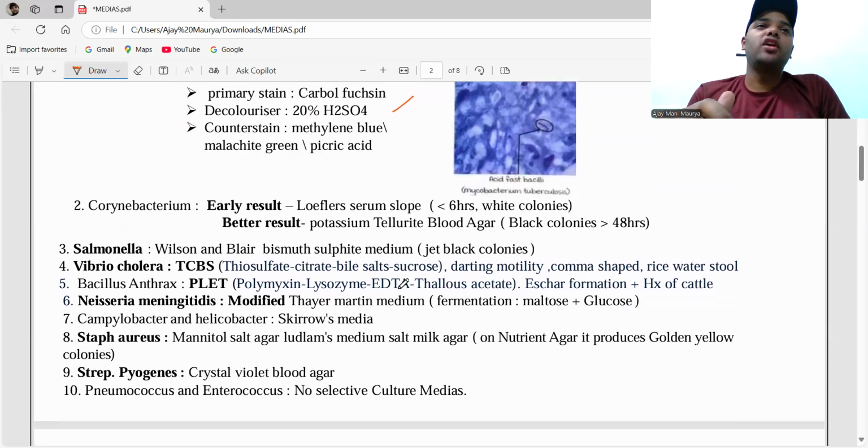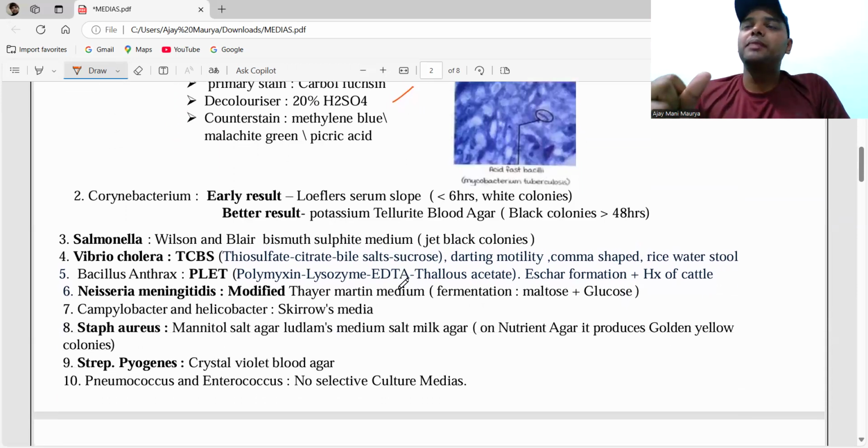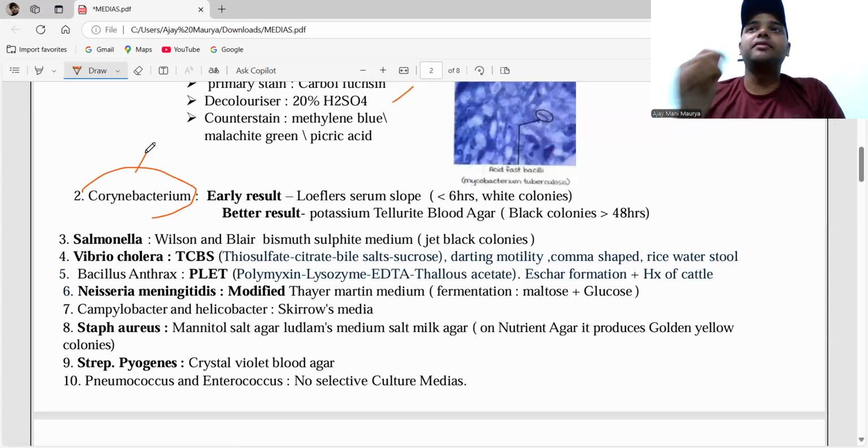So next one is, guys, Corynebacterium diphtheriae. There is a pseudomembrane formation here. You can see here there is a bull's neck, and in Corynebacterium diphtheriae, guys, the shape is like a Chinese letter. I think everyone knows about this one.